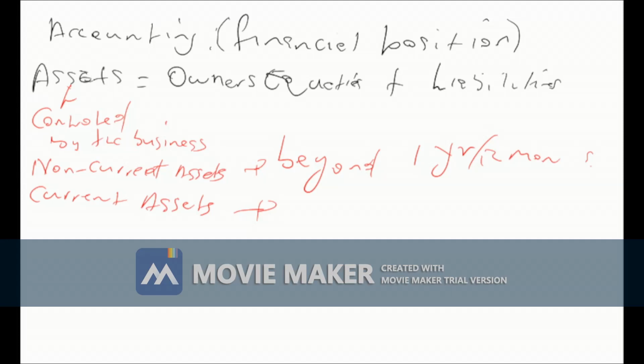But when we are studying about current assets, they can be converted into money within 1 year, or 12 months. Those are current assets. Now the question is, what are the types of non-current assets and what are the types of current assets?